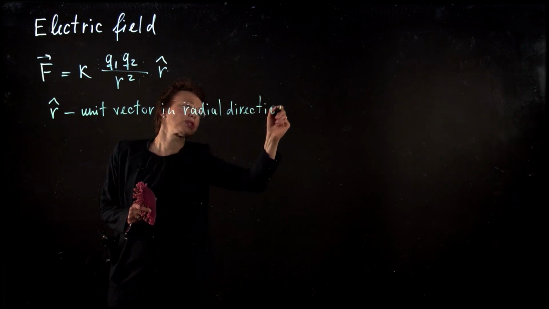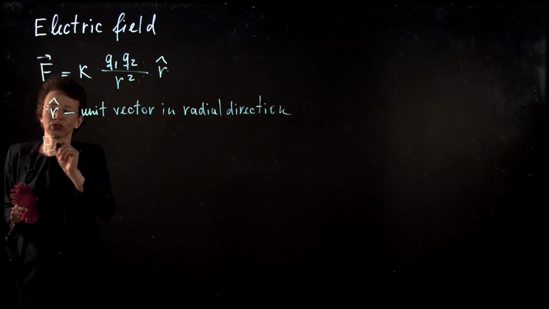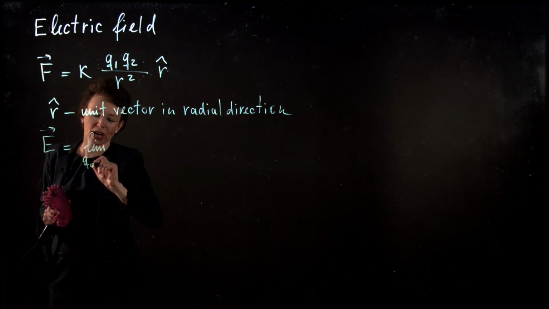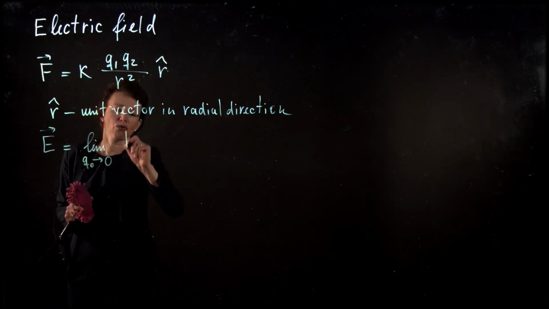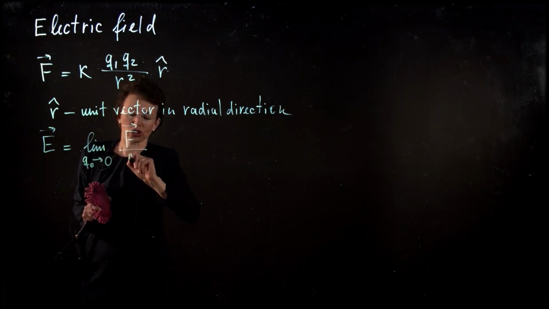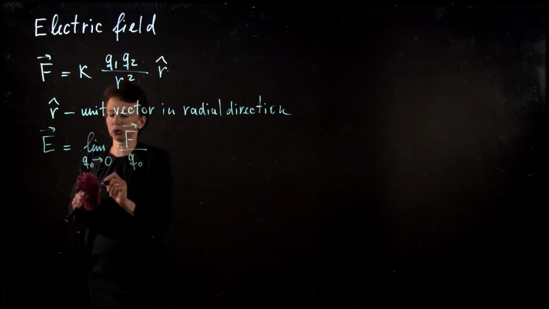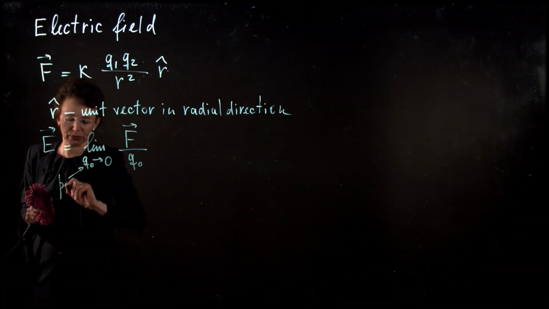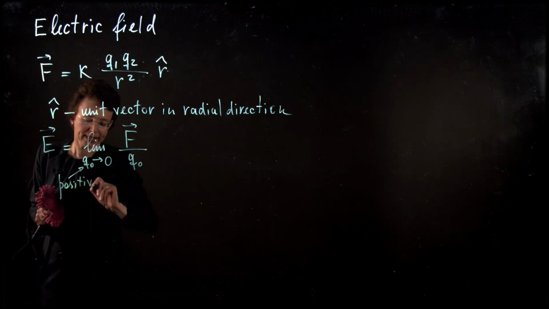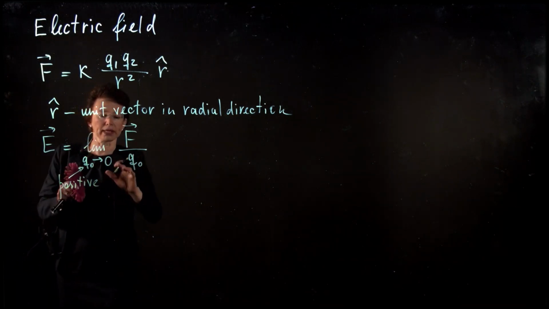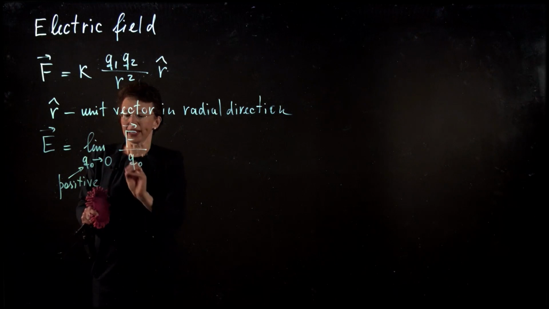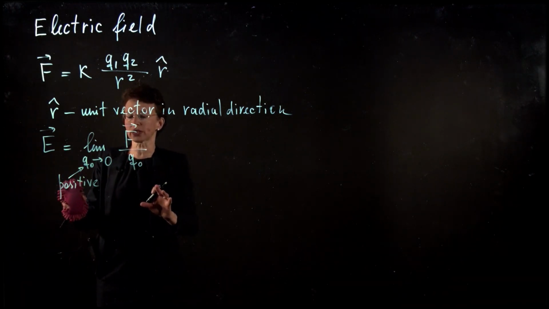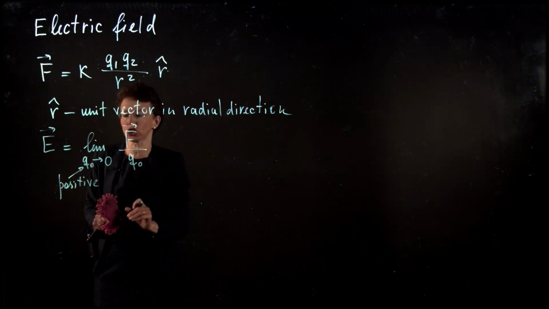We introduced electric field. Electric field, I remind you, is limit with test charge Q naught to 0, force between two charges divided by Q naught. Q naught is test charge. It's by definition positive. Q naught to 0 means that if I put Q naught somewhere, it does not disturb the distribution of all other charges, does not change forces between these charges.